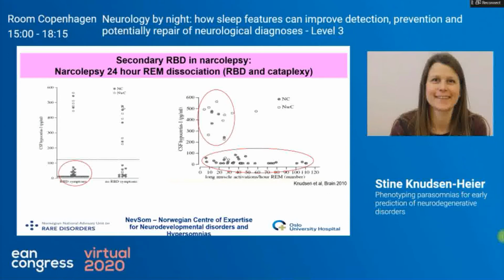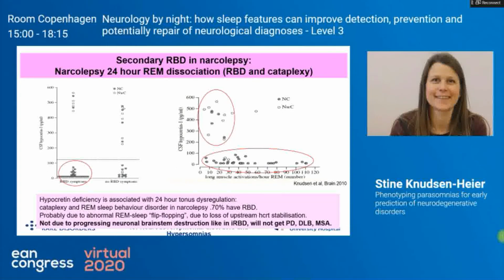So as we talked about, RBD can also be secondary in other neurological disorders such as narcolepsy. In narcolepsy, the patients lack the neurons in the hypothalamus that produce hypocretin or orexin, the neuropeptides that regulate the flip-flop switches. RBD is more a sign of dysregulation of these flip-flops. So you see here that the patients with low hypocretin measurements have more RBD symptoms and more muscle activations during REM sleep. But importantly, in narcolepsy, the patients do not progress further on to a synucleinopathy, which is important to tell the patient.